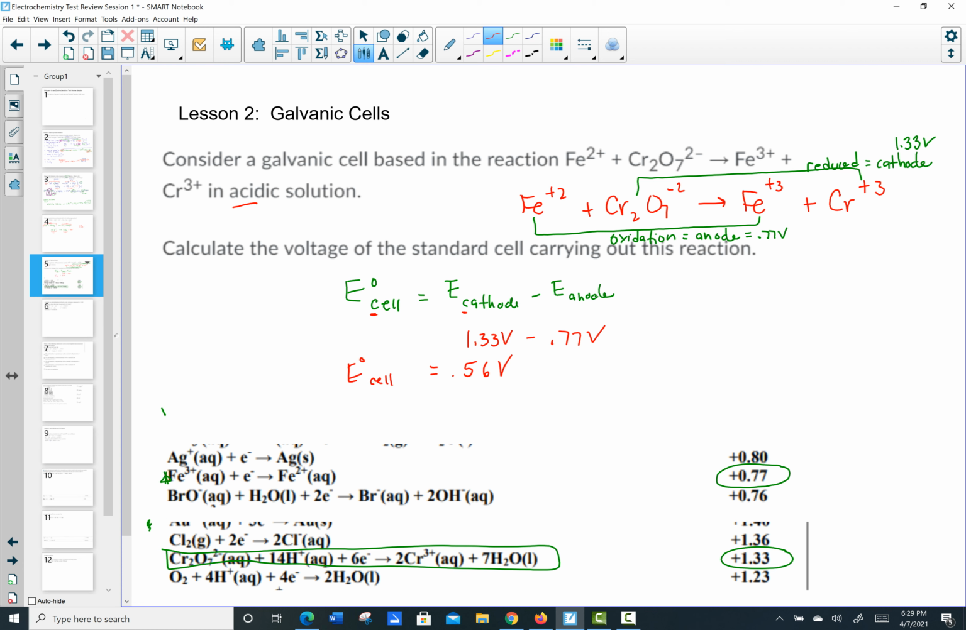Not that this is a challenging problem, but if I make a mistake, I'm most likely to make a mistake by not finding the proper half reaction voltage from the standard reduction table. So that was the purpose of picking this problem, to make sure that you find the dichromate Cr2O7 -2 forming the chromium +3. Find the proper voltage by matching those two half reactions. Perfect. Good work. All right, what's next?